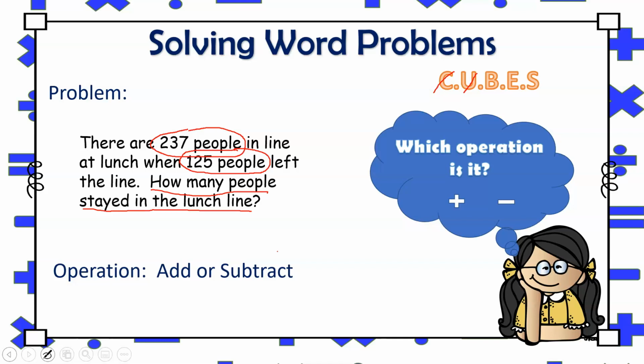As it states, there are some students in the line. However, there are some students that have left the line. And we need to find out how many students or how many people remain in the line. We can reason that since some left the line, then they are taking away. Therefore, we know that subtraction will be needed to solve for this problem.